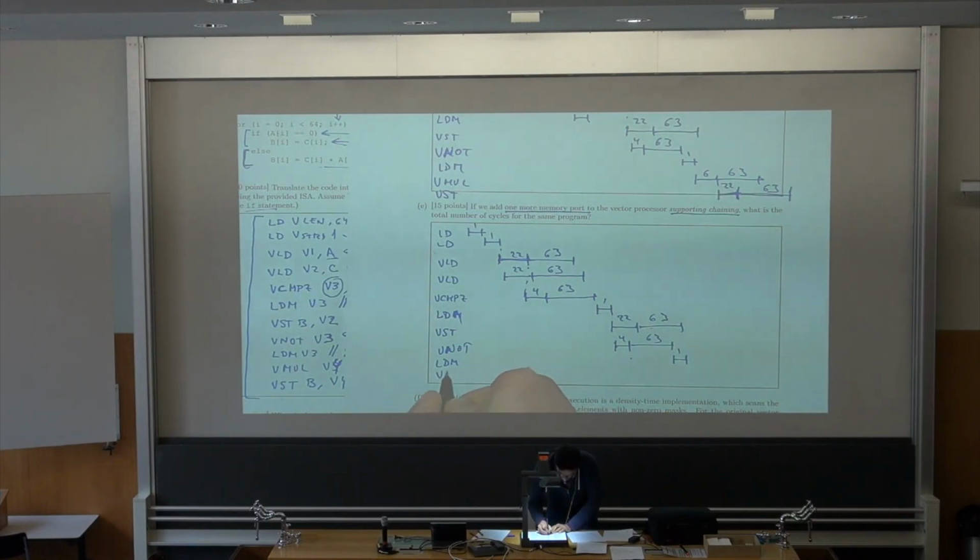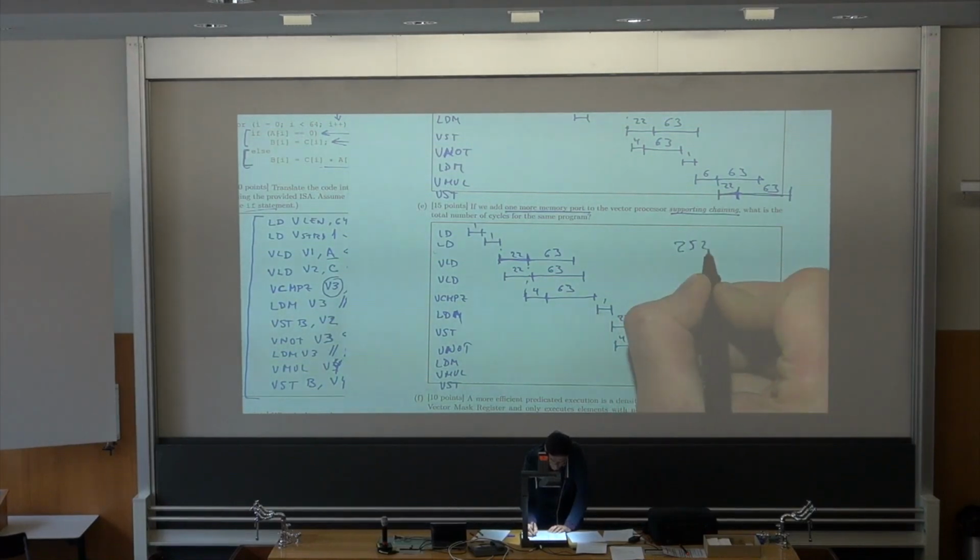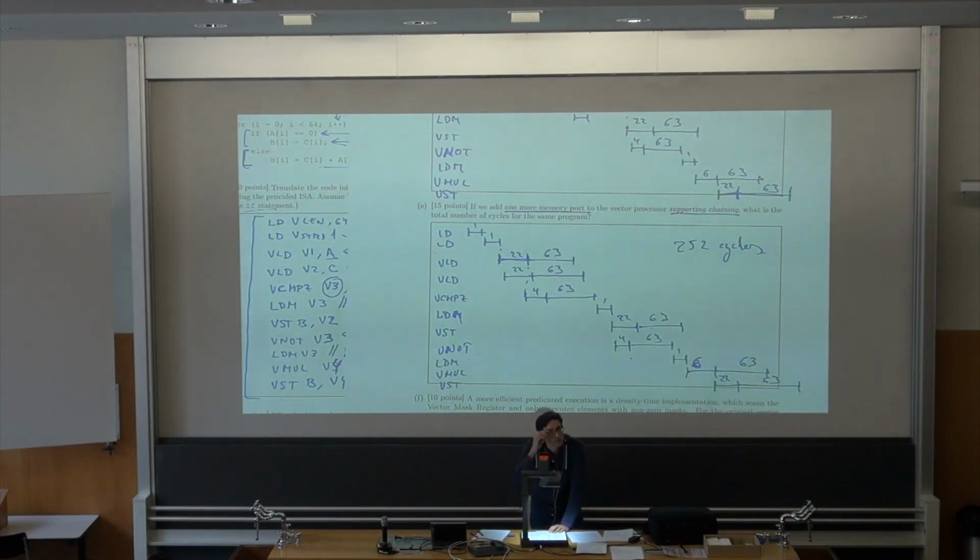And next, vector mul and vector store that will start right after the LDM instruction. This is 6 plus 63, and because we have chaining, we can start the store instruction right here, so it's 22 plus 63. So you will see that the total number of cycles here is 252 cycles. Questions?